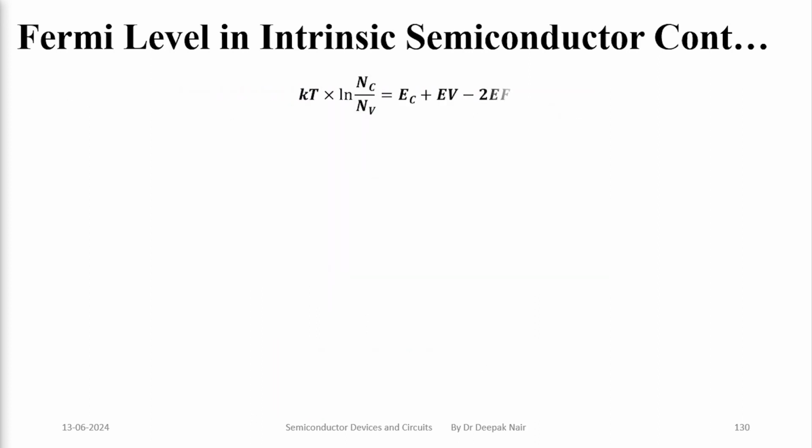Let us move ahead. Rearranging the same equation, we will get kT multiplied by ln NC upon NV, because from the denominator we have moved the kT to the left hand side, and from there we can find EF, the Fermi energy level, which is equal to (EC plus EV) by 2 minus kT by 2 multiplied by ln NC upon NV. This is nothing but algebraic representation, just shuffling the values, so we can get the actual value of EF, which is the Fermi energy level.